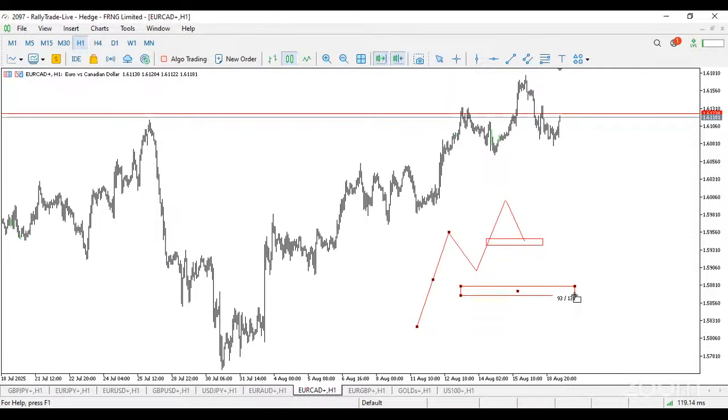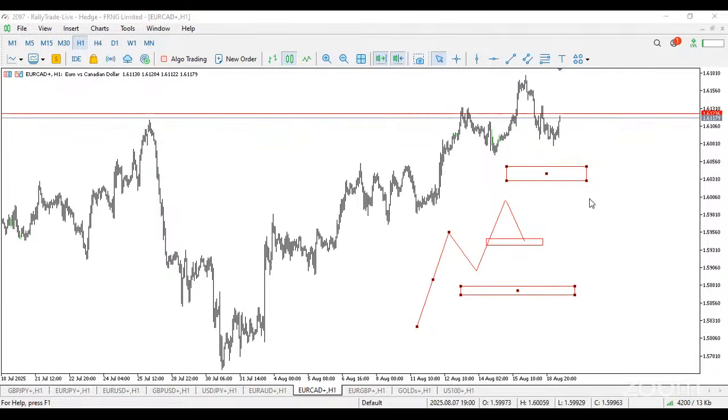The SL will be above the previous higher low, and then you take profits just above. You can target a 1:1 or whatever you deem fit. So that applies to the chart of EuroCAD currently.